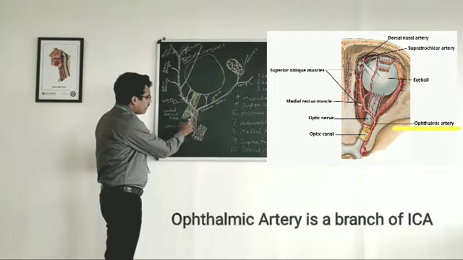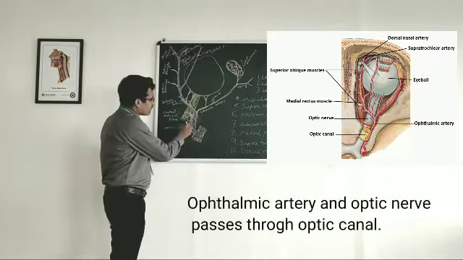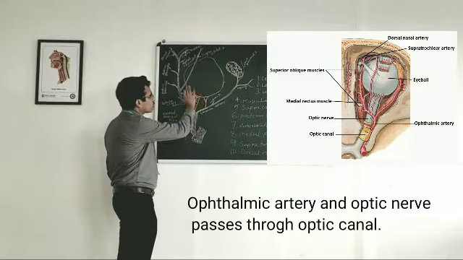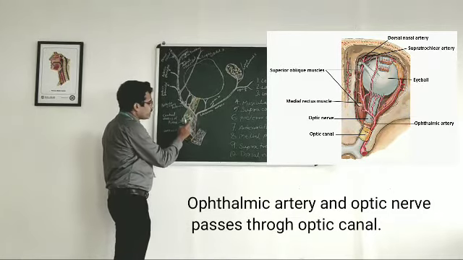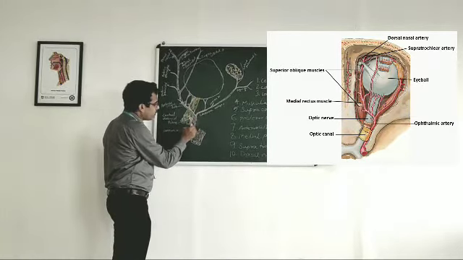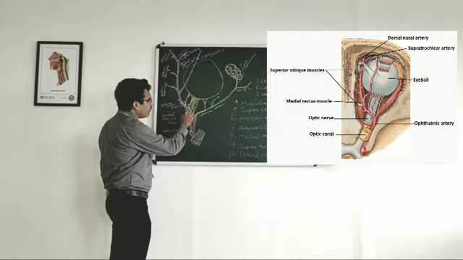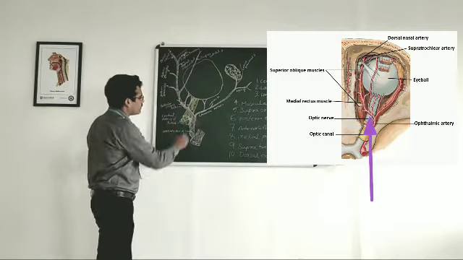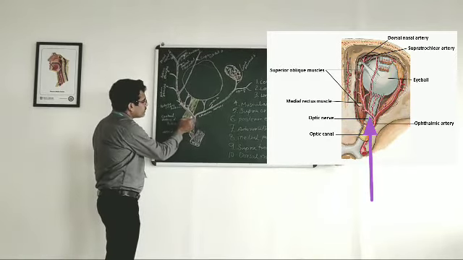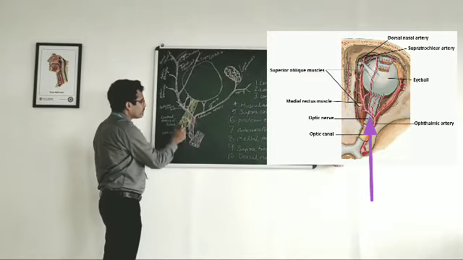This ophthalmic artery, along with the optic nerve, enters the optic canal and further runs forwards to enter the orbital cavity. Remember, the ophthalmic artery will initially be just lateral to the optic nerve. Further, it will cross the optic nerve medially, and this crossing will happen above the optic nerve. So this is the optic nerve, and the ophthalmic artery crosses it above, medially.